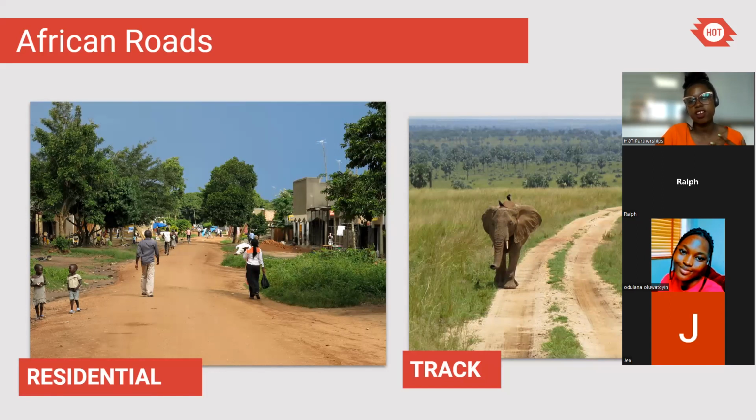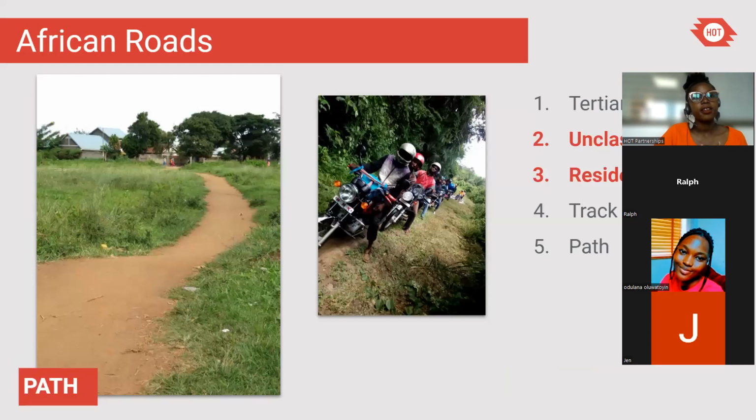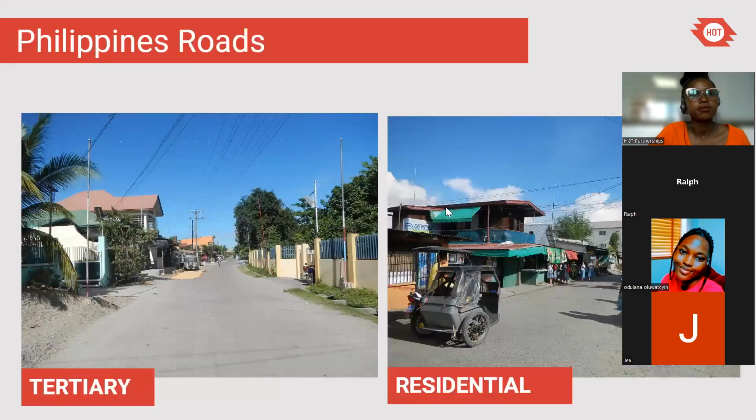An example of a track, that's probably in a park, a national park. And then those are paths. Paths are usually small. They are created by people. Eventually, paths develop with time. So, okay, that's in the Philippines. Very beautiful roads. You can see tertiary and residential roads. You can see the difference between the other side and here.